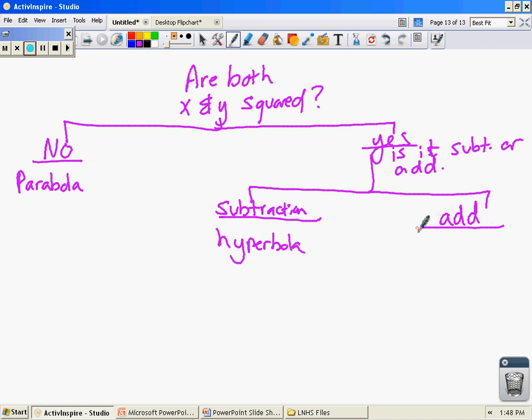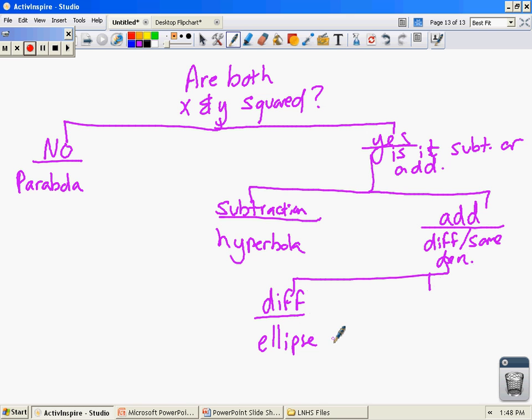What's the question? Is it a circle or ellipse? And how can you tell by looking at the equation? The denominator, right? If the denominator is the same for both x and y, then it's a circle. If they're different, it's an ellipse. So, different or same denominator. If it's different, then it's an ellipse. If they're the same, then it's a circle.